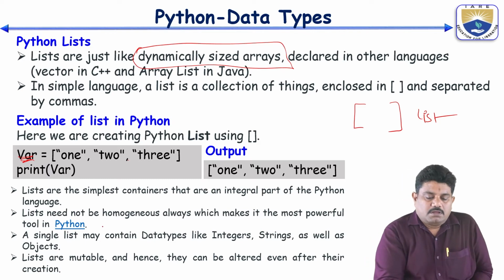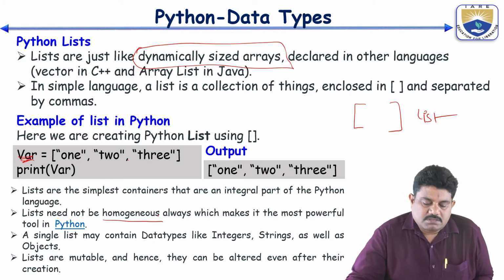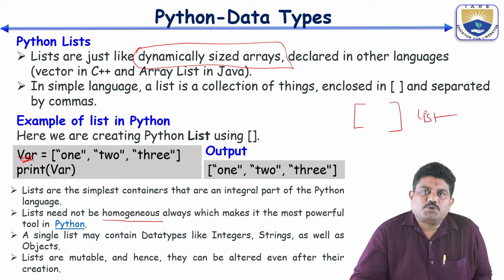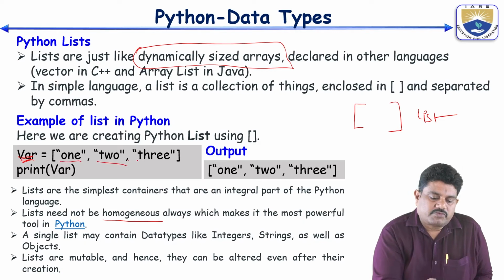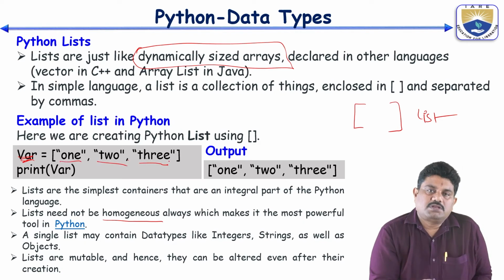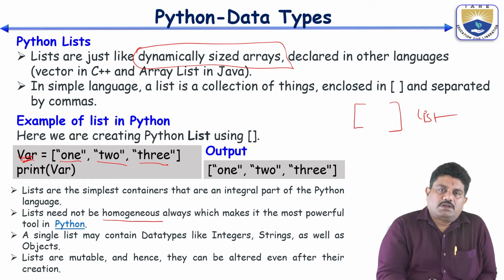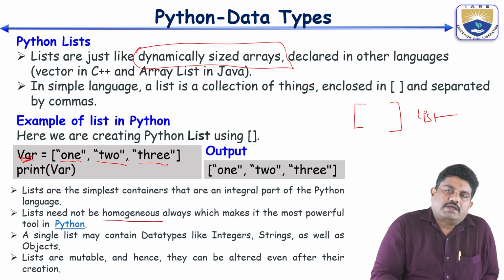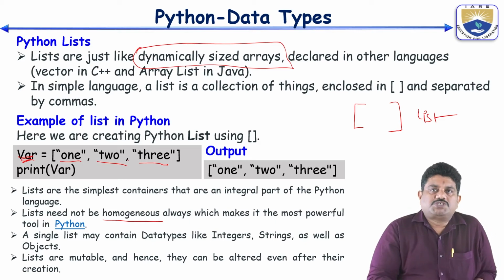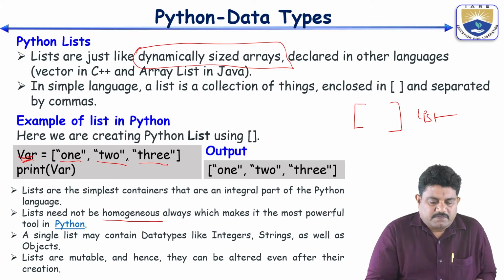What is the meaning of homogeneous? It means a list need not be homogeneous always. Most of the time lists maintain homogeneous values, but it is not mandatory. Homogeneous values means the same kind of values. See here, I have given three items, so these are homogeneous values. There is no rule that a list can contain only homogeneous values. You can have different kinds of values also. No issue with that.